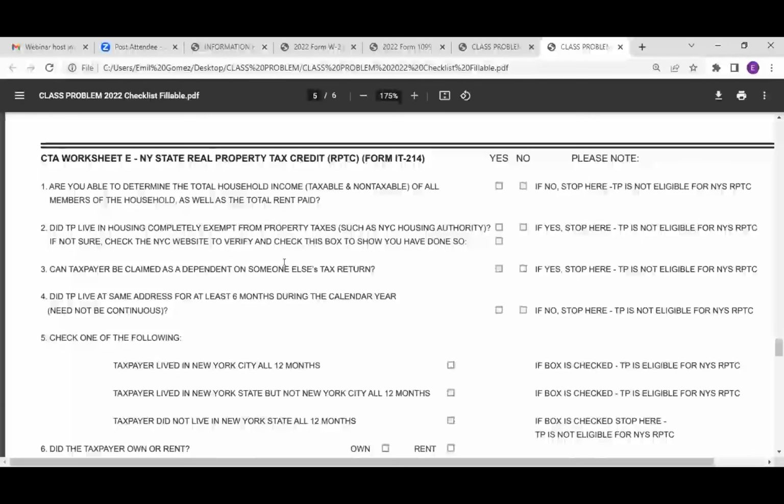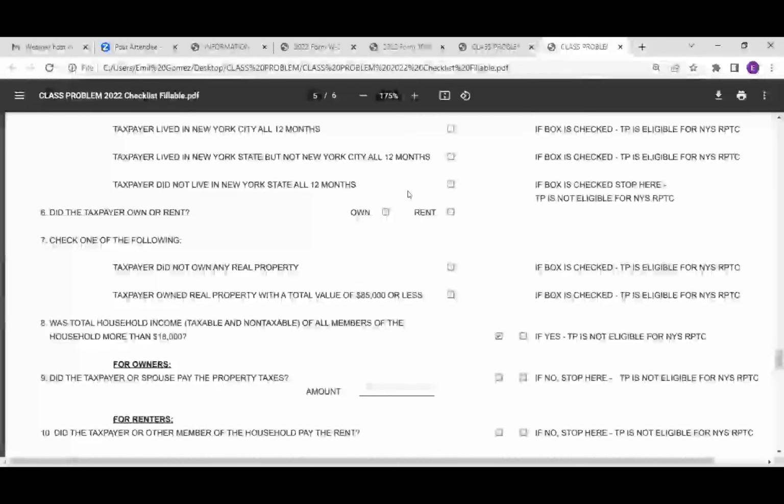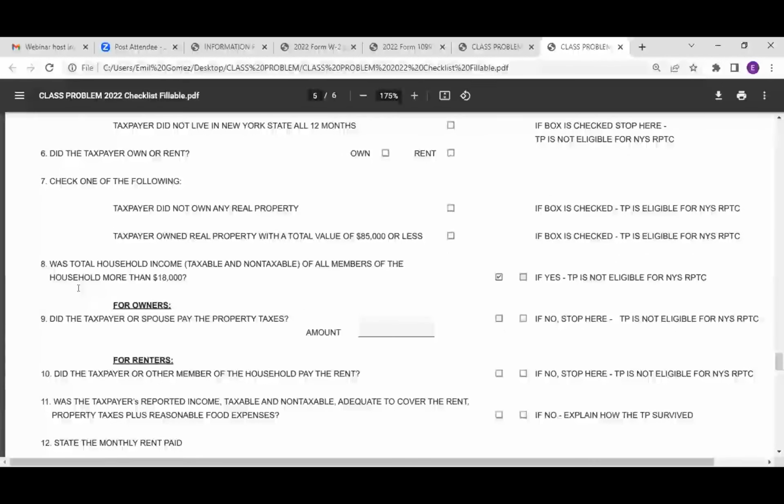Page 5 is devoted for the most part to the real property tax credit. We talked about that and how to read this part of the checklist. And let's focus in on question 8. What does it say? And we know based on last week's lecture about household income of all members, is it more than $18,000? And the answer is yes. We know that April worked and earned $25,000. So we know that the household gross income is more than $18,000. Well, guess what? I can answer yes.